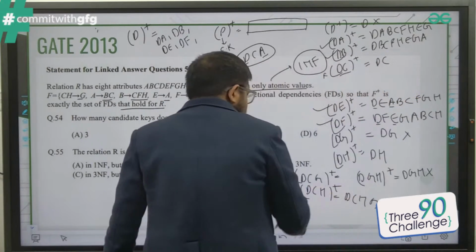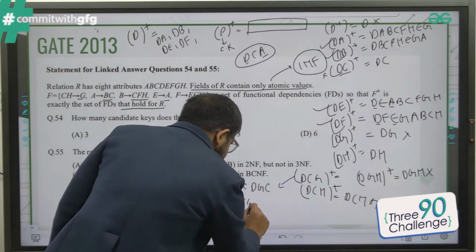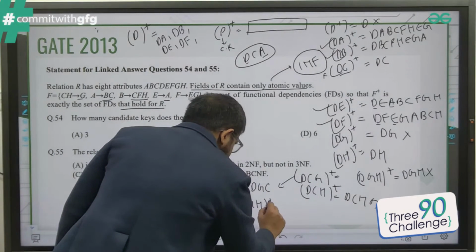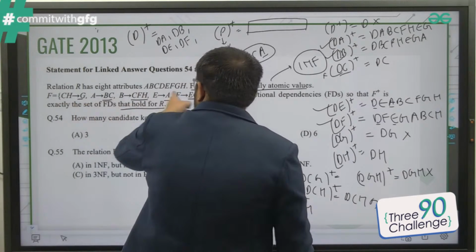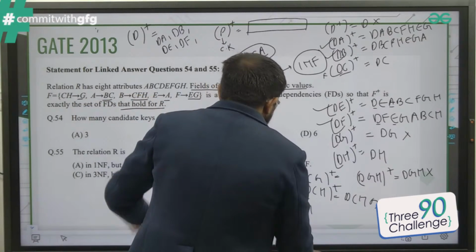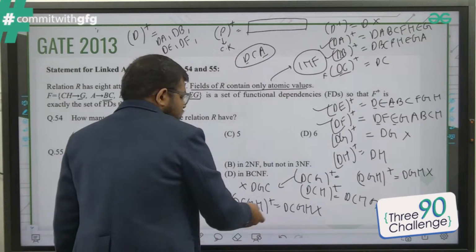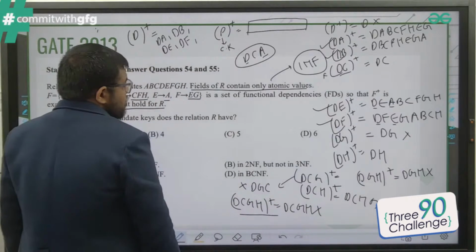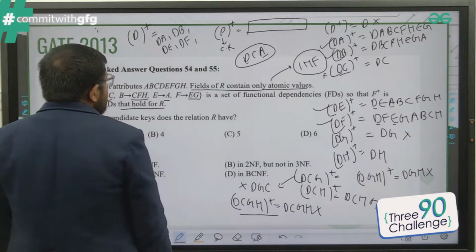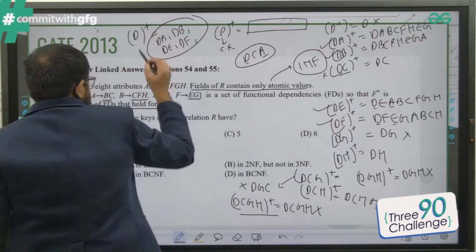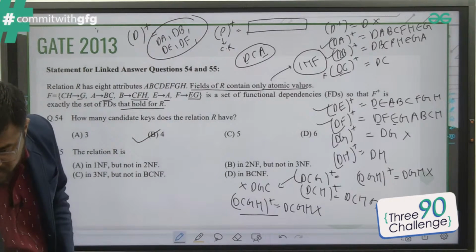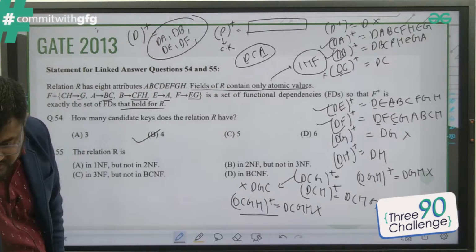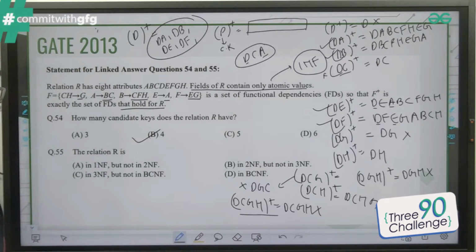Now I can take one more combination, that is DCGH plus. This will give me DCGH and anything further. CH can give G, nothing else. Now I cannot get anything further. Okay, I cannot get A or B or E or F. So I get 4 keys. So the number of candidate keys is 4. Yes, for 54, B is the correct answer.